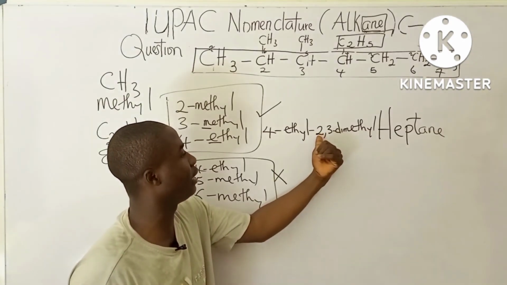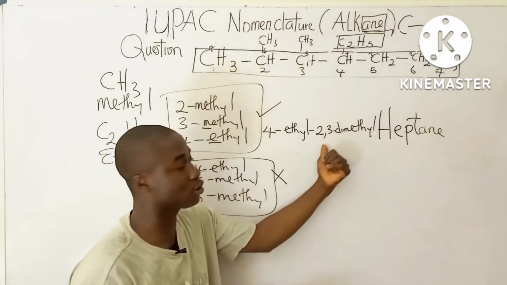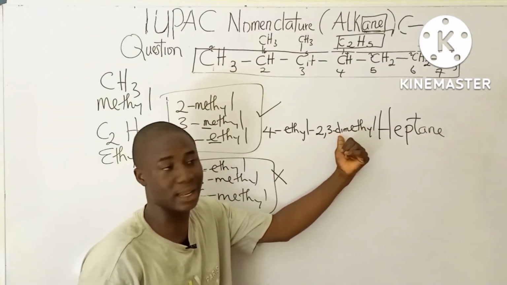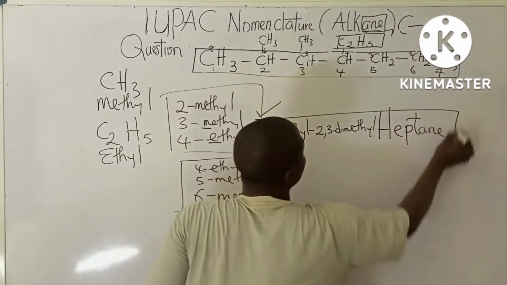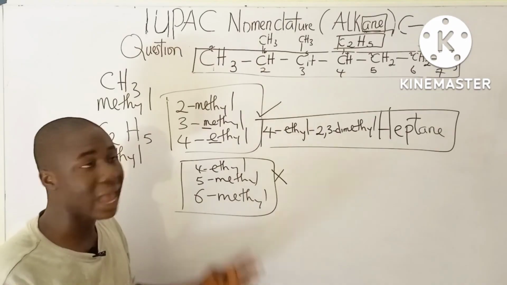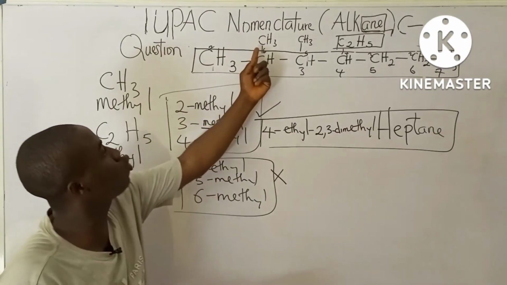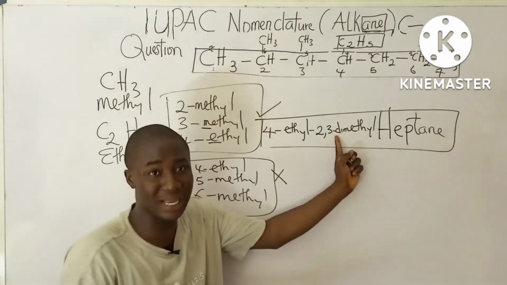Recall, between numbers and letters, we use a hyphen or dash, whereas between numbers and numbers, we use a comma, and between numbers and letters again, we use a dash or hyphen. So you can see this is the name of this compound: 4-ethyl-2,3-dimethyl heptane, because we have 2 methyl groups in the compound. If it was 3 methyl groups, it would become trimethyl.